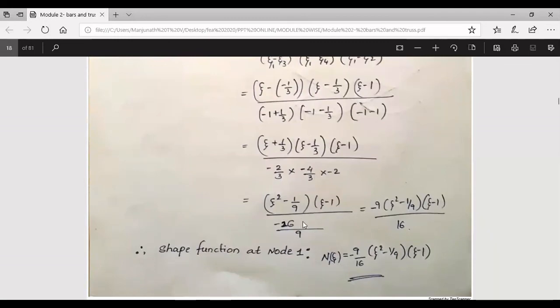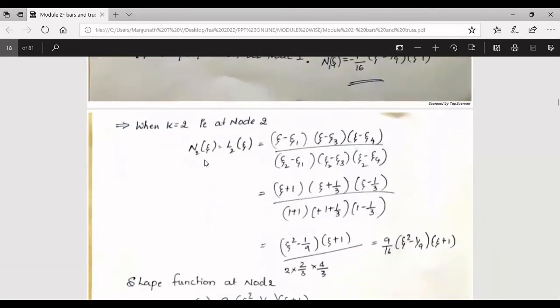Similarly, at node number 2, we need to write that k will be equal to 2, so here again in the equation the remaining nodes, the i values, will be 1, 3, 4.